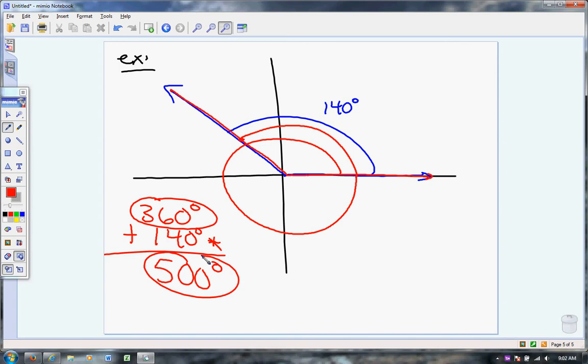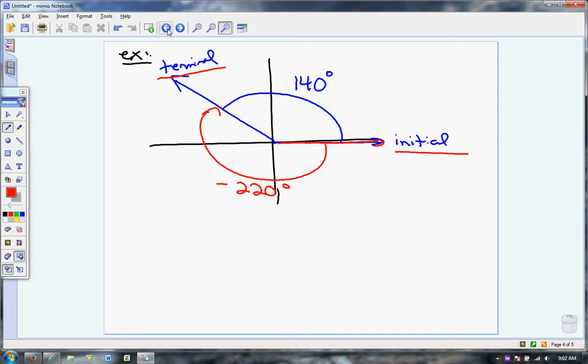And what about our first example, negative 220? Isn't that just 140 minus 360? Right? So, in other words, I can find a coterminal angle by just adding 360 to the angle or subtracting 360 from the angle. Okay?